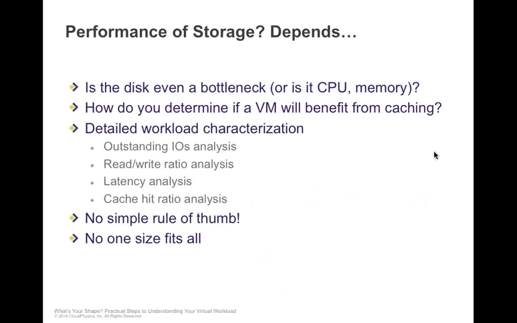And then, how do you determine if that virtual machine, the workload that's having the performance problem, will benefit from any type of tuning? I'm just listing caching as an example here. All these things require detailed workload characterization, and here are some examples on the slide of those characterizations: outstanding IOs analysis, read-write ratios, latency, cache hit ratios if you're dealing with a cache, and many, many more. And there's really no simple rule of thumb to apply and say, well, such and such workload in customer A's environment, or according to the white paper of a vendor, behaves in such and such way.